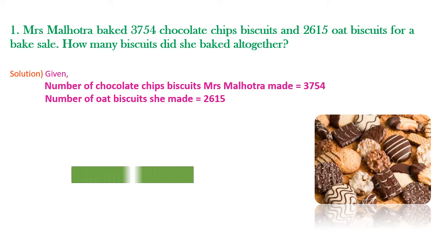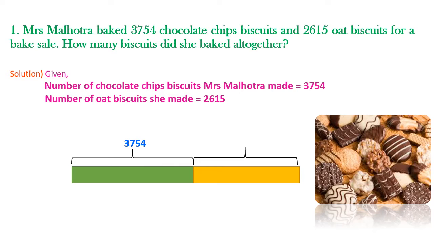Let's see how. Now here is a green bar, which represents the amount 3,754, that is the number of chocolate chip biscuits. And here is a yellow bar which represents the amount 2,615, which is the number of oat biscuits. And our answer we will be getting by combining these two numbers. And by combining, we mean that we have to add these numbers.